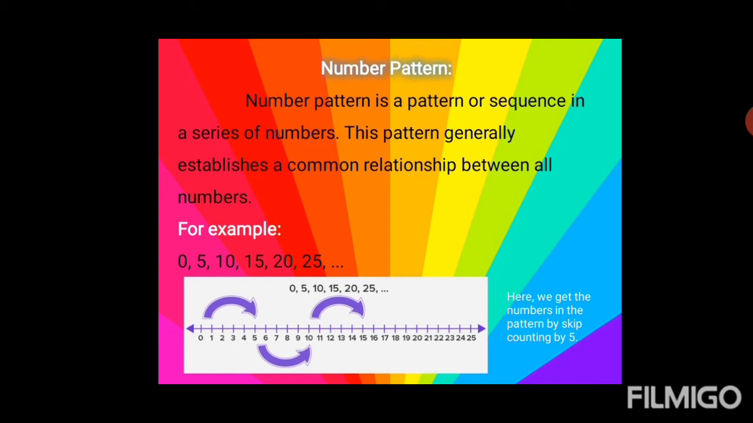Numbers pattern is a pattern or sequence in a series of numbers. The pattern generally establishes a common relationship between all the numbers. For example, 0, 5, 10, 15, 20, 25. Here we get the numbers in the pattern by counting by 5.